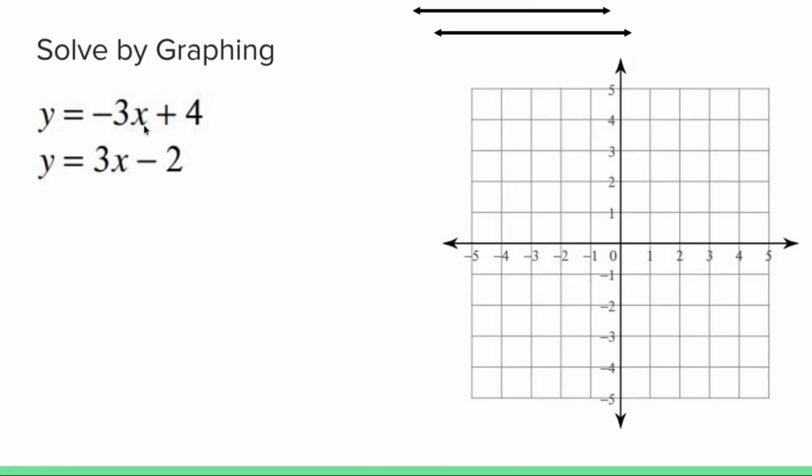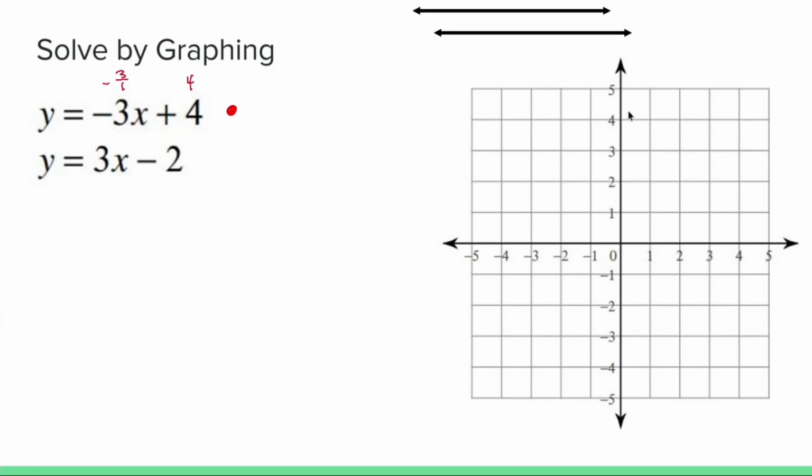Solve this guy by graphing. This is a system of equations, and we're going to solve it by graphing. The way you solve a system of equations by graphing is you graph each guy and find out where they intersect. This is in the form y equals mx plus b, which means my slope for this one is negative 3 over 1, and my y-intercept is 4.